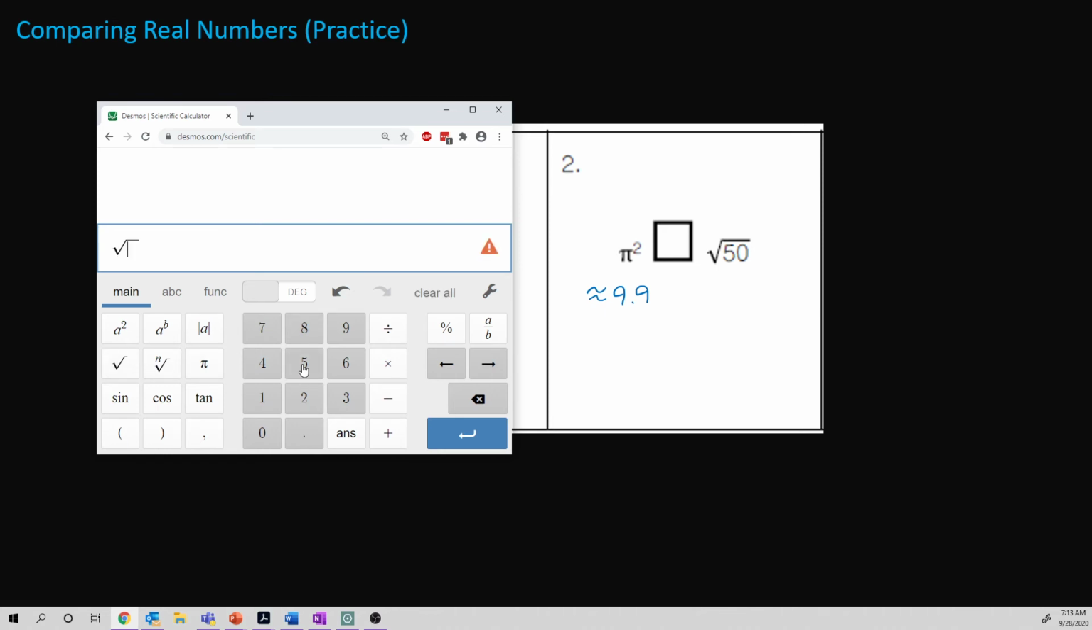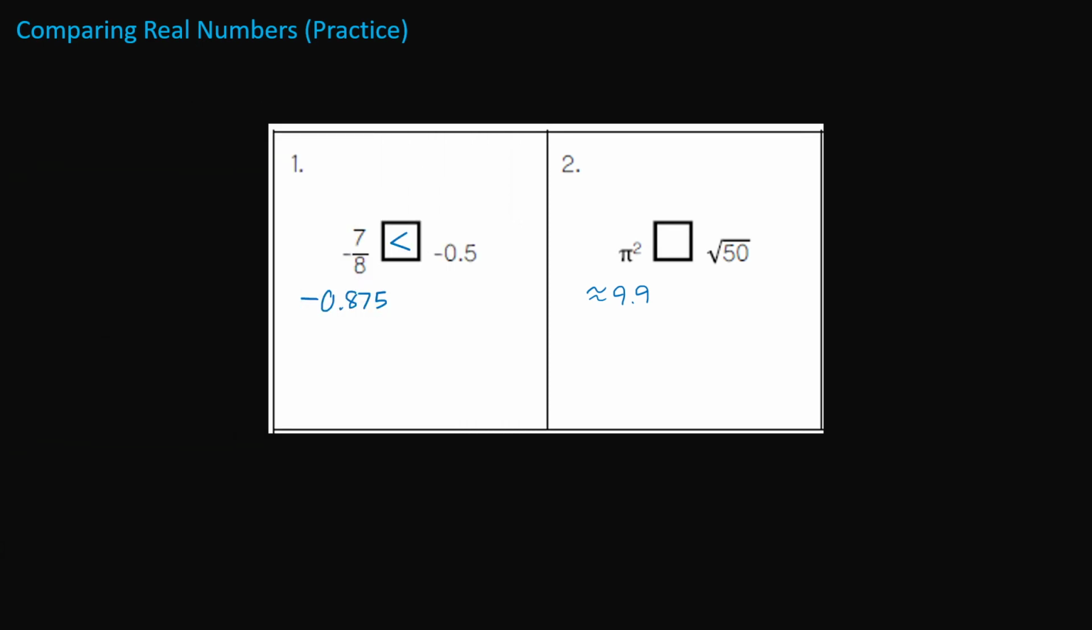square root of 50, I know that's going to be very close to 7 because we know the square root of 49 is 7. So this is about 7.1. So now that we've converted both numbers to the same form, both to decimals, now we can compare their values. And I know that 9.9 is greater than 7.1. For additional practice, I recommend trying out problems 3 through 5.